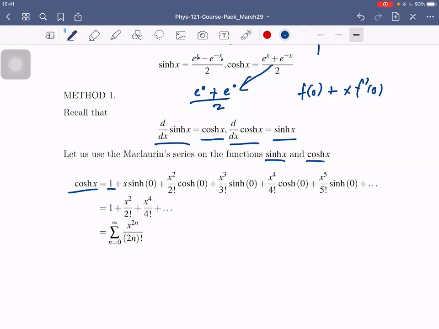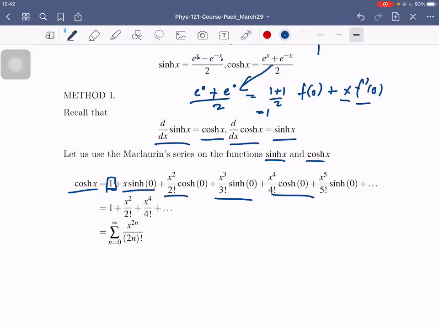So, this is e raised to 0 plus e raised to 0 over 2 is 2. 1 plus 1 over 2 is 1. So, we have 1. Okay? Then next is x times f prime of 0. So, ang first derivative niya ay sinh. So, ayan. Times x. And so on. Okay? Kaya nyo na isulat yan.